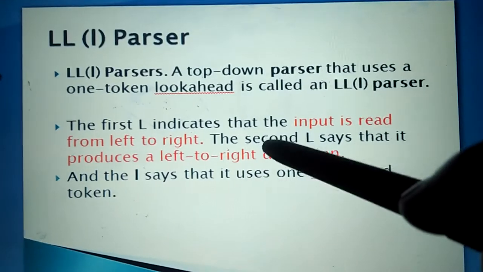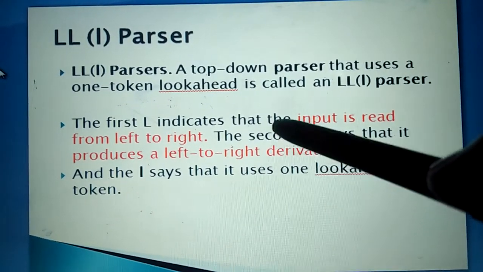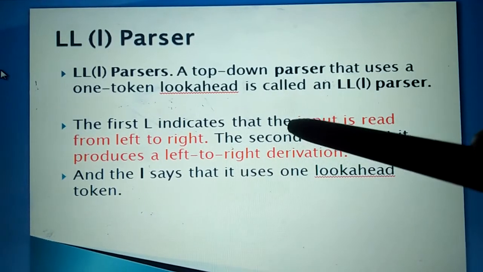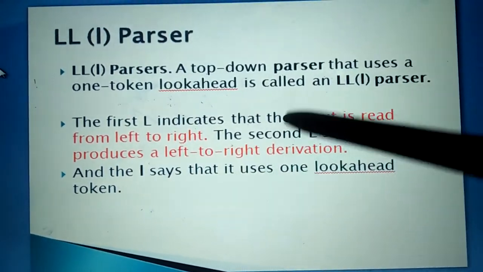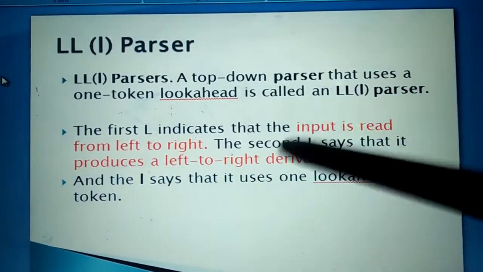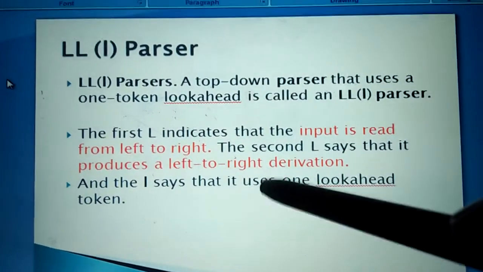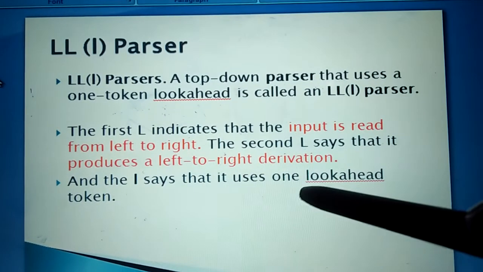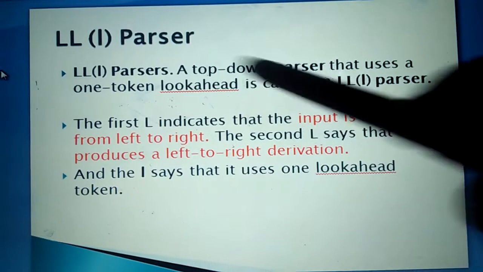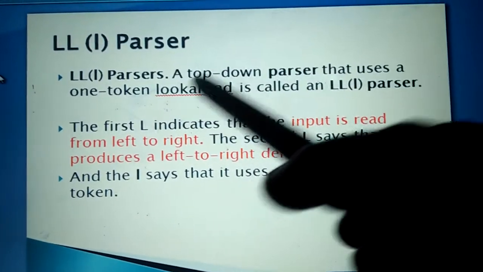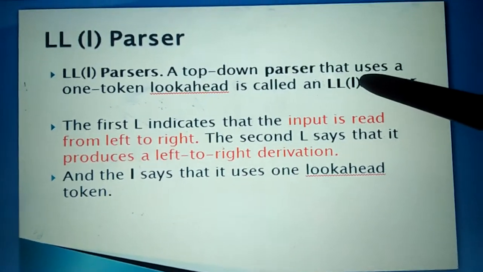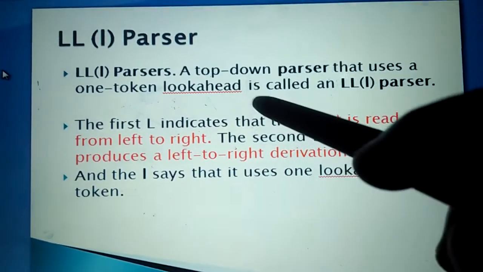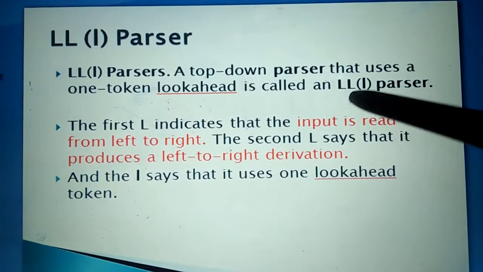In parsing we have two kinds, top-down and bottom-up parsers, and we can move from left to right or from right to left, and the derivations can also be left to right or right to left. But here, the LL Parser is a top-down parser that uses one token look ahead.